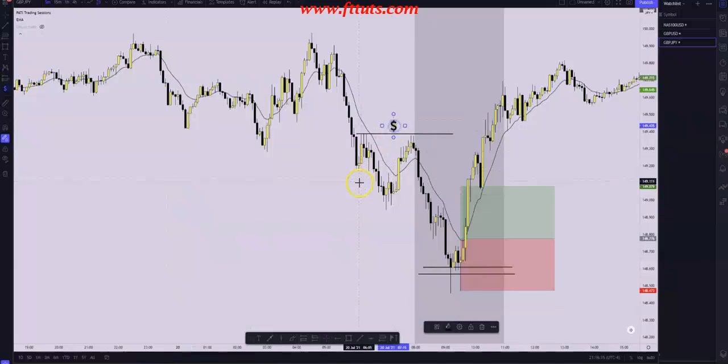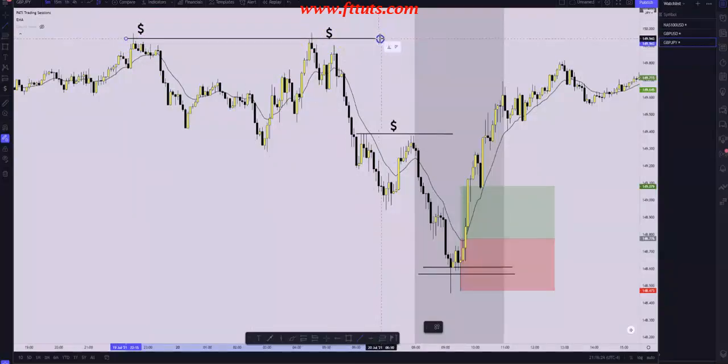So we have liquidity right here. We have liquidity up here. Liquidity up here. Okay. So all these traders sold right here. I have a whole video on YouTube for free about liquidity. So if you're a little bit confused about what is liquidity, just go on my YouTube channel and watch that liquidity video. It's going to just make so much sense.